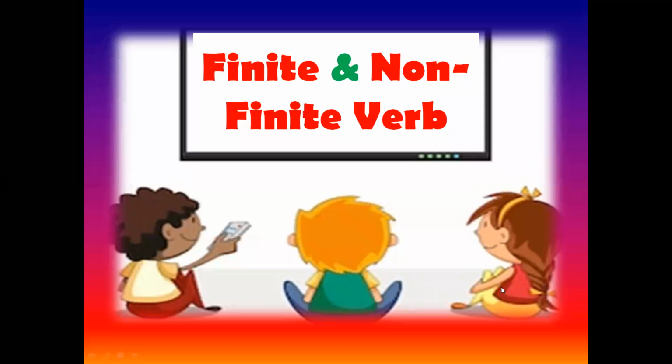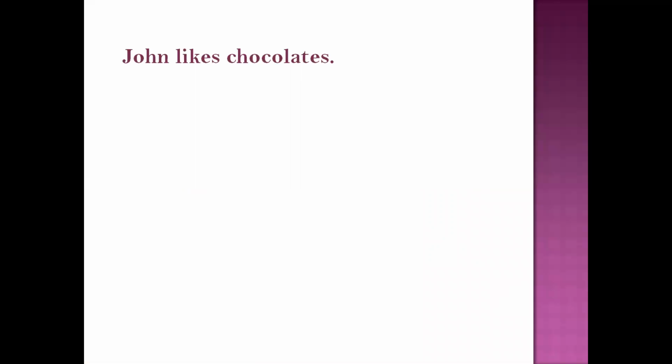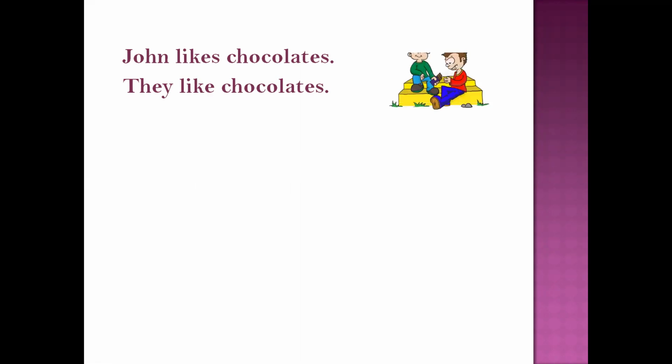Hello children, today we will understand finite and non-finite verbs. Let's have a look at a few examples. John likes chocolates and they like chocolates. So in these two sentences, the verbs are likes and like.